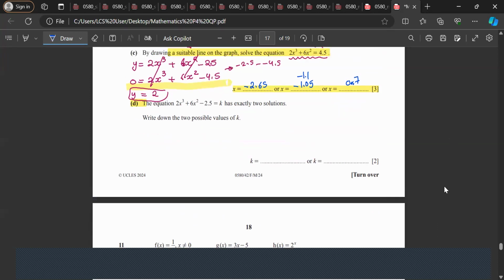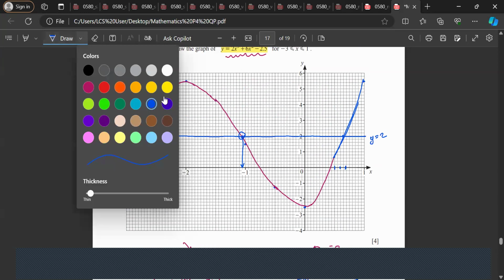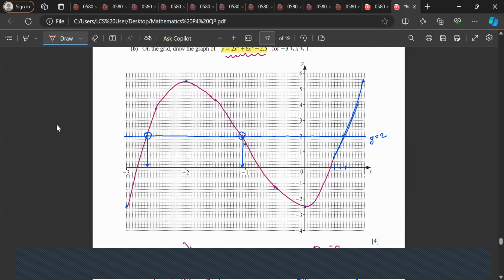He's telling you, if y equal 2x cubed plus 6x squared minus 2.5 equal k. Equal k means, if y equal this and y equal k, both of them will have exactly 2 solutions. What is the meaning of y equal k? It means a horizontal line. Would you please look at this and tell me, is there any chance to draw a horizontal line crossing the graph in only 2 points?